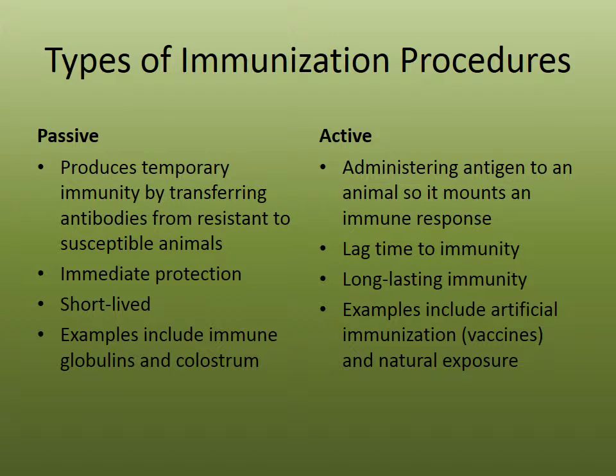Examples of active immunization are artificial immunization, so vaccines, and you can get natural exposure. So if you are naturally exposed to a pathogen, say chickenpox, then most people, once they've had chickenpox once, are immune for life. Some people don't get quite a strong enough response and might get a second case, but most people will be immune to chickenpox for the rest of their lives, and that's an active immunization procedure.